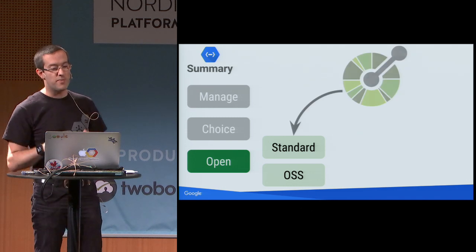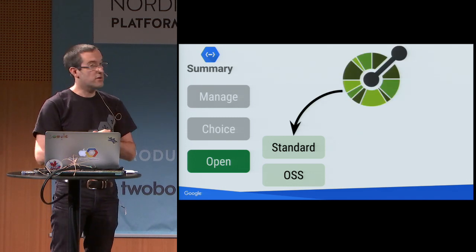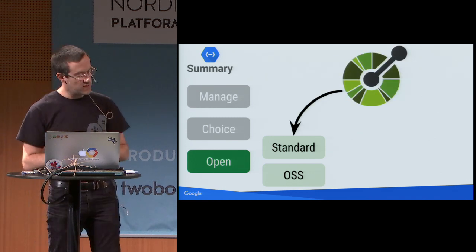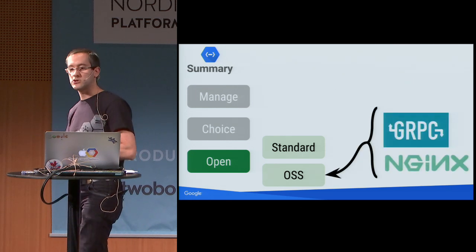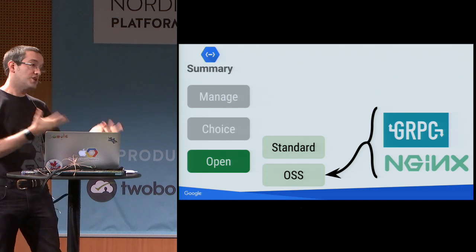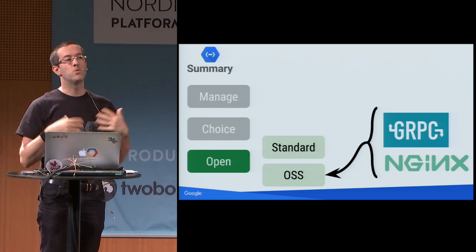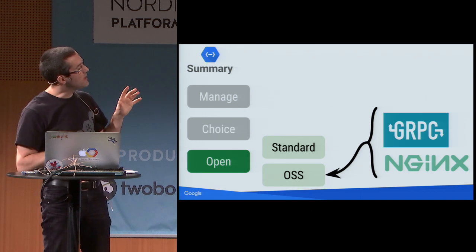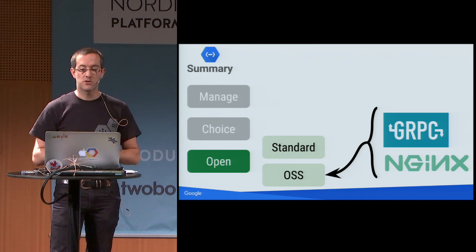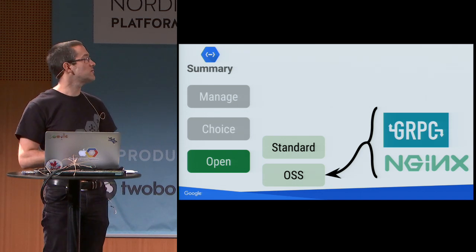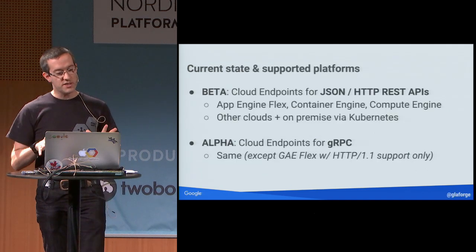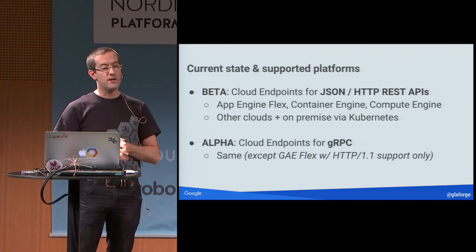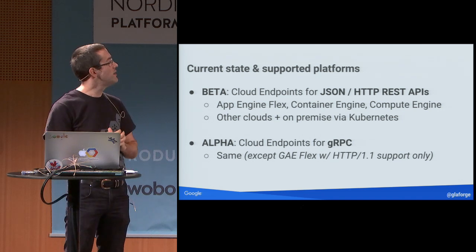We're trying to base the product on standards like OpenAPI specifications. We're also interested in the open source story because gRPC is actually an RPC mechanism which is open source, but the service proxy, the ESP, is also based on Nginx, and we will also open source it. All right, current state, Cloud Endpoints is in beta, but only in alpha for gRPC.